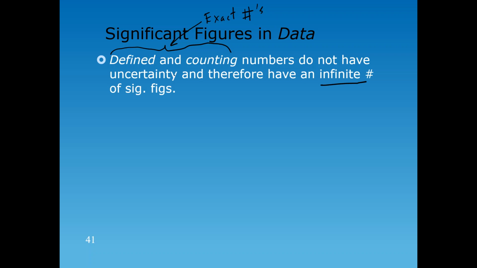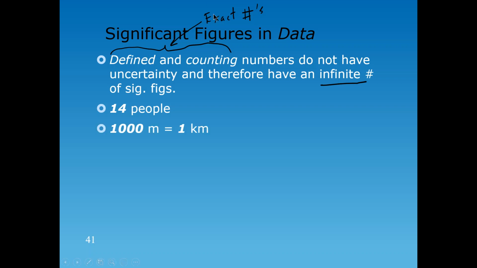So just to give you some examples of exact numbers, the number of people, let's say, in a classroom, 14. That is a number that you obtain not by measuring anything, but by simply counting the number of people or students in a class. So that number is an exact number, and therefore it has an infinite number of significant figures.